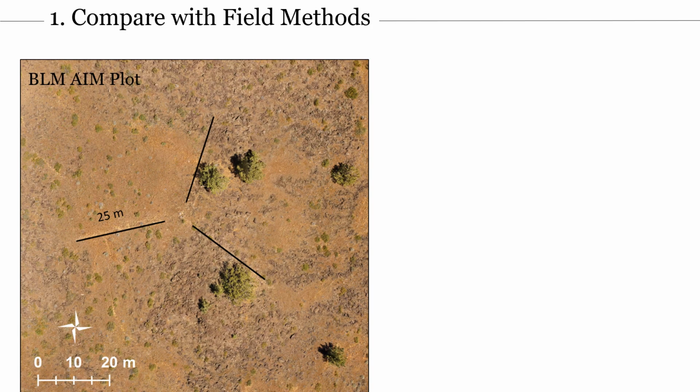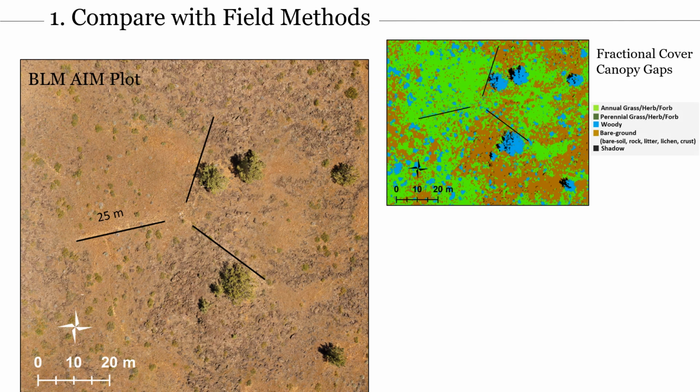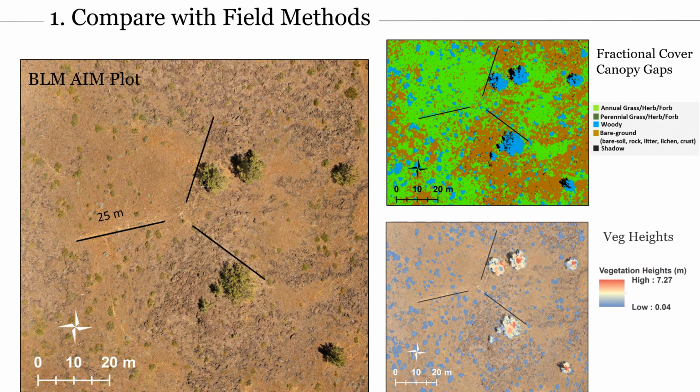This is what an AIM plot looks like. It has a spoke design with 3 25-meter transects. Along the transects, the crew does a suite of measurements including line point intercept, vegetation heights, canopy gaps. They also do a species inventory and do interpreting indicators of rangeland health. I can't measure all of these things from drone imagery, but I can do several of them. So my objective was to develop a workflow to estimate 3 indicators. I estimated fractional cover, canopy gaps, and also vegetation heights.